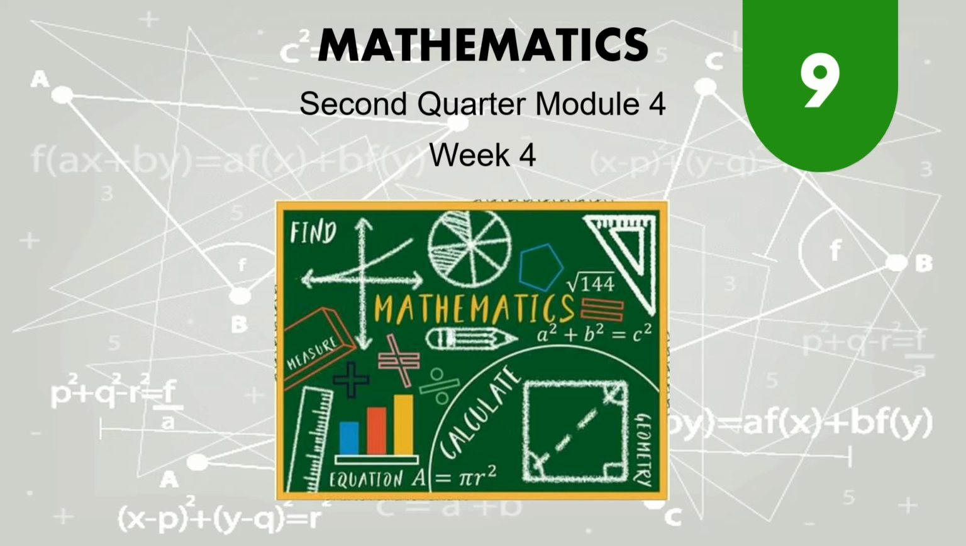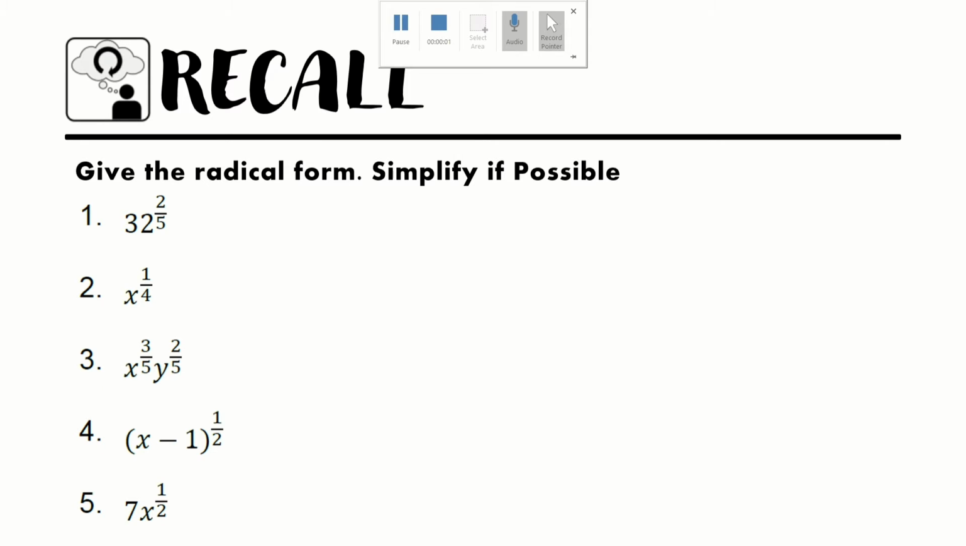Our lesson for today is all about second quarter, module 4, or simplifying radical expressions with perfect nth roots. Okay, before we go directly into our lesson, let's try to recall first how to transform a fractional exponent to radical form and simplify if possible.